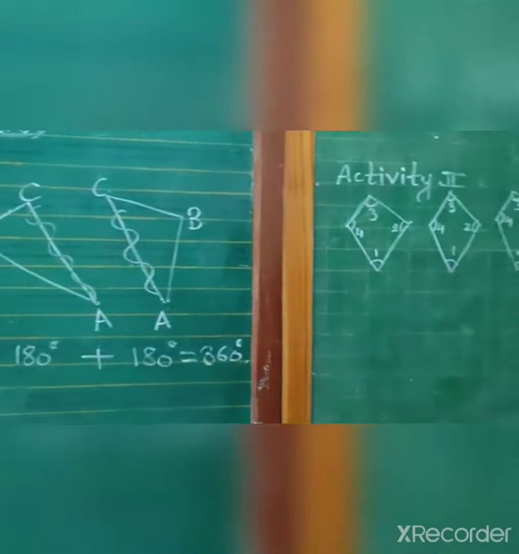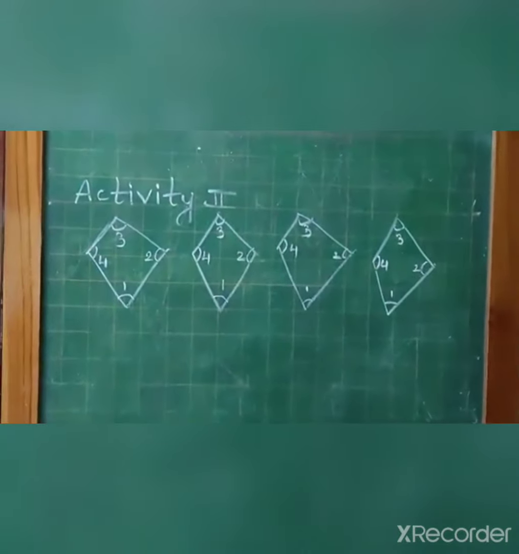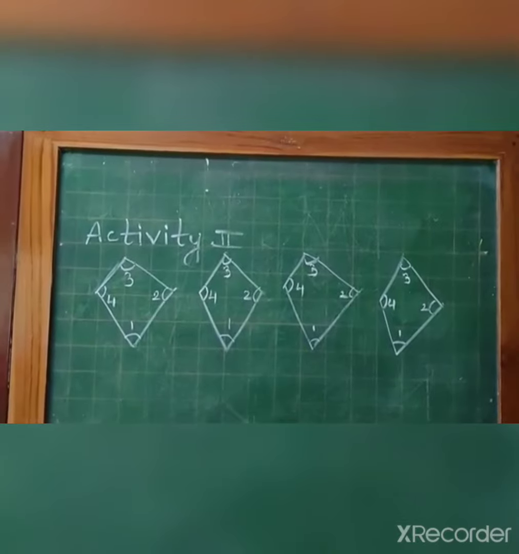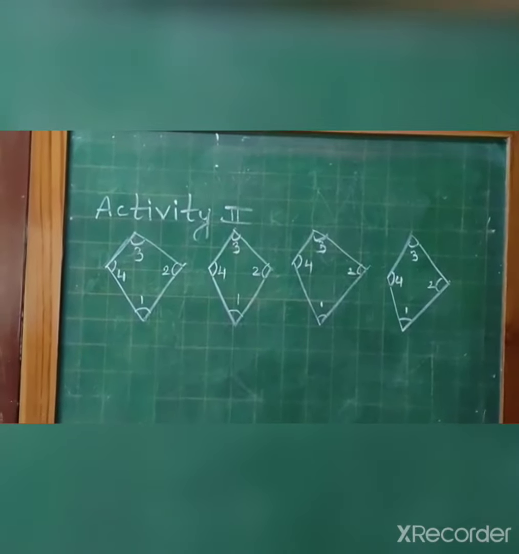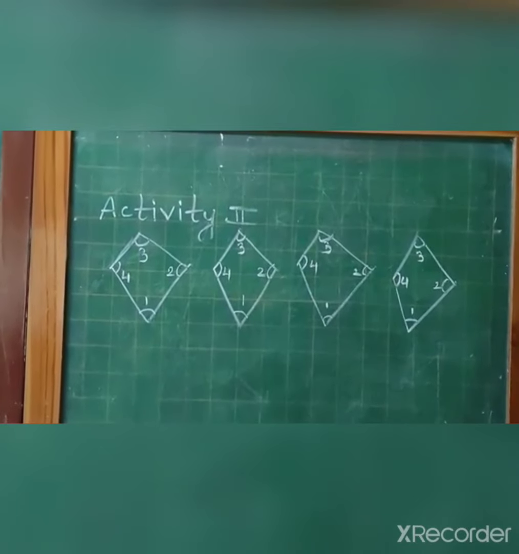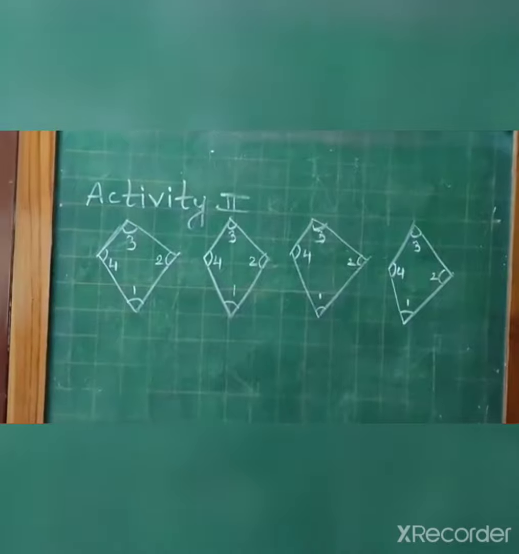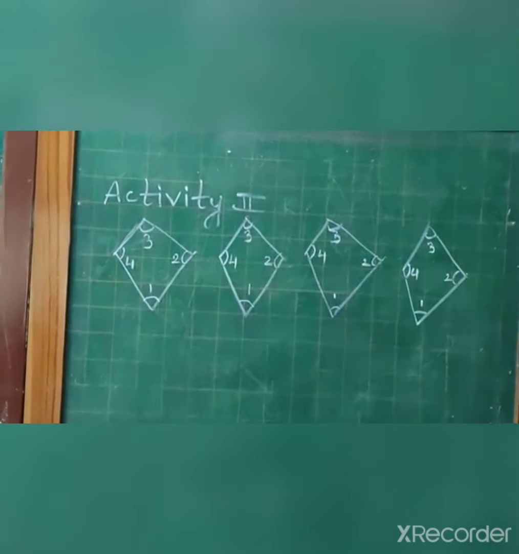Now for the second activity, I have drawn this quadrilateral. Same to same quadrilaterals. You will draw 5 quadrilaterals; I have drawn 4 quadrilaterals. So you will cut it and arrange according to angle 1, angle 2, angle 3 and angle 4 should be together. And then measure, you will definitely get 360 degrees.